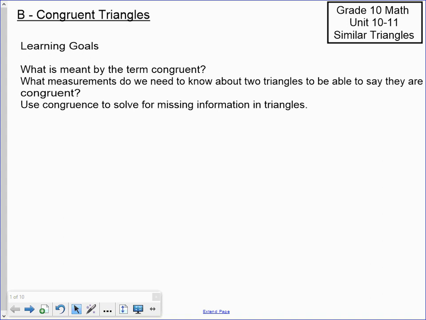Right, the topic of this lesson is congruent triangles. By the end of this lesson, we want to know what is meant by the term congruent. We want to have an idea of what measurements we need to know about two triangles to be able to say that they are congruent. And we want to use the fact that two triangles are congruent to solve for some missing information in the two triangles.